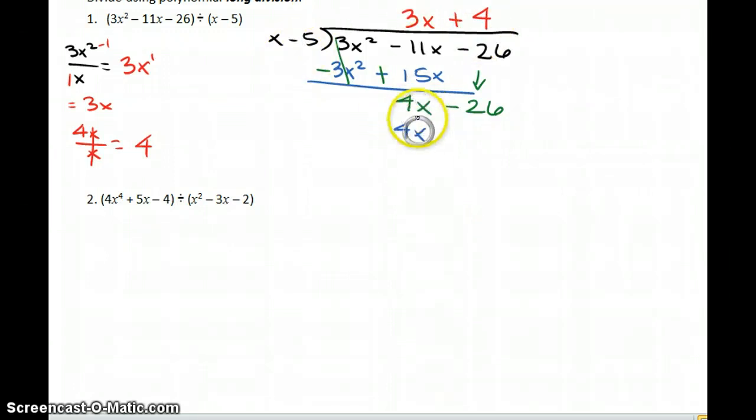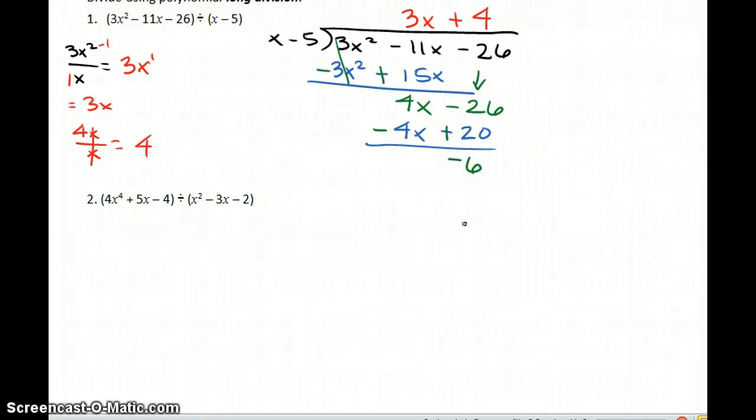If this number doesn't match when you multiply, you did something wrong. 4 times negative 5 is negative 20. And then we're going to subtract. So 4x minus 4x is nothing. Negative 26 plus 20 is negative 6. Now we have our remainder.